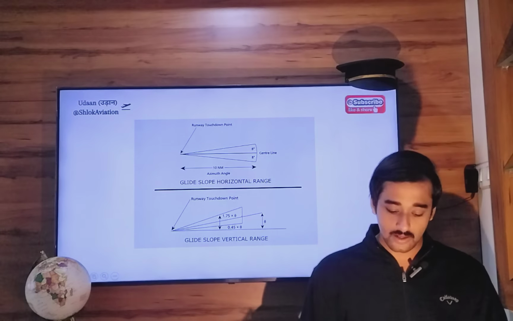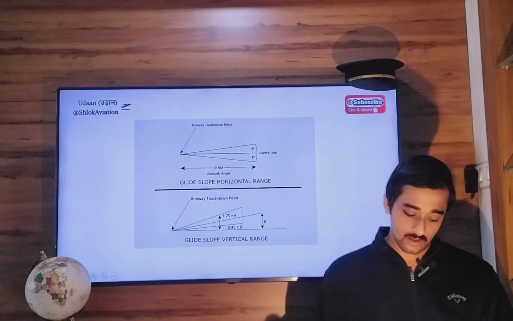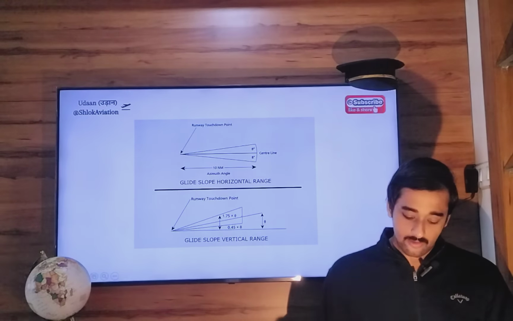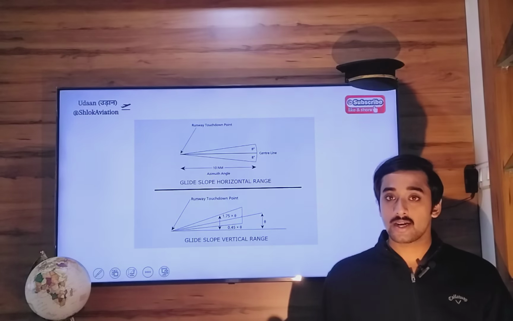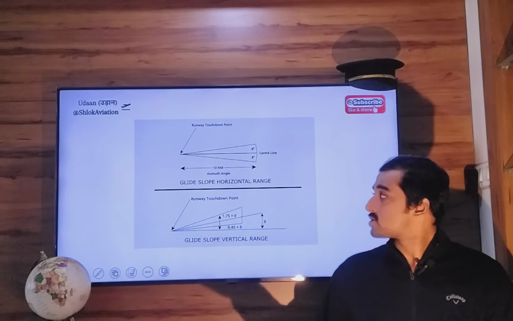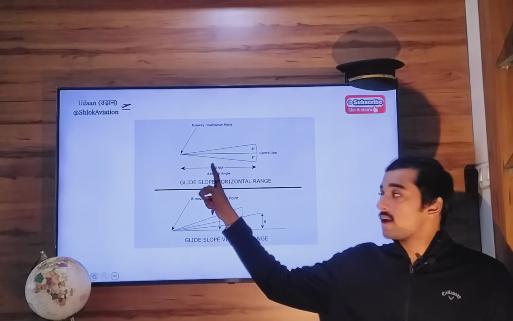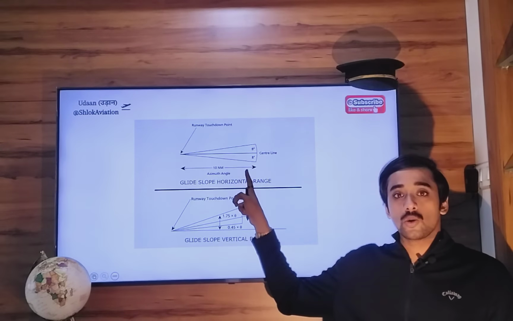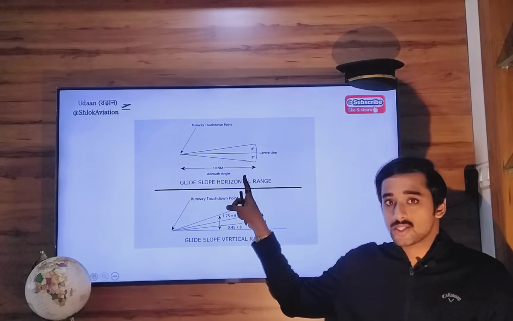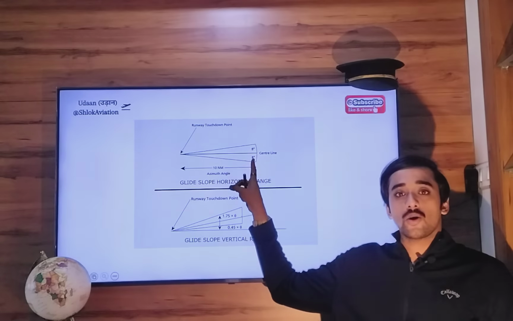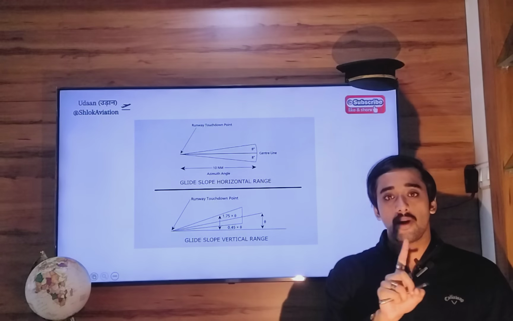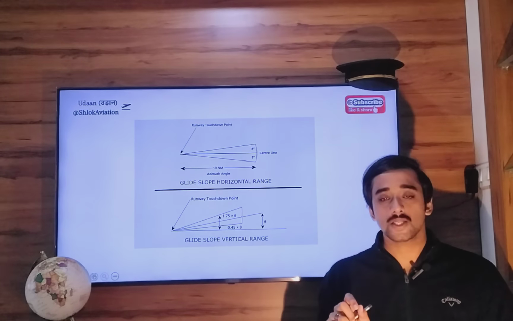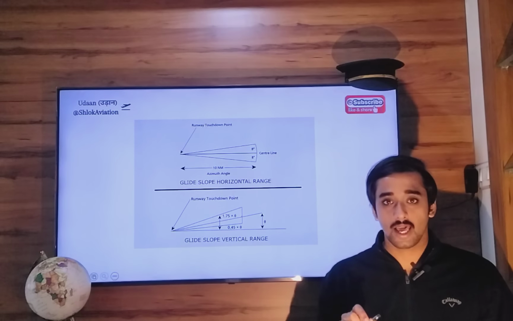So look at this picture. We have the glide slope vertical range and the limits of the glide slope horizontal range. Horizontally, the glide slope extends up to a distance of 10 nautical miles, 8 degrees either side of the extended runway center line. So 10 nautical miles out, 8 degrees either side of the extended runway center line.